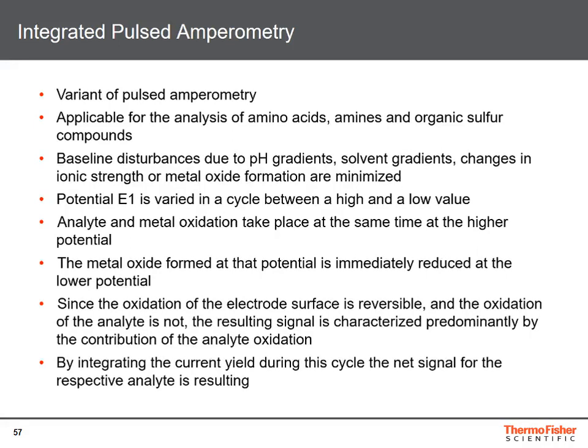The third variant of amperometry is integrated pulsed amperometry. This technique is applicable for the analysis of amino acids, for amines in general, and for divalent organic sulfur components. The biggest difference in comparison with pulse amperometry is that the oxidation potential E1 is varied in a cycle between a high and a low value during data acquisition.